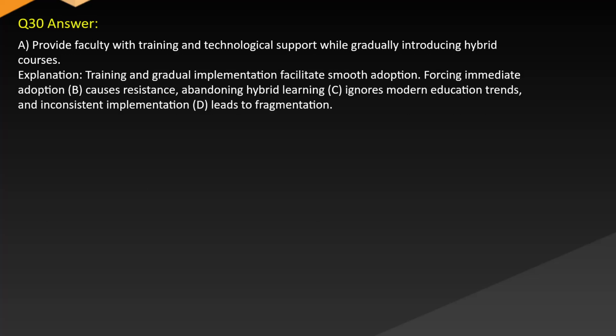Answer A. Provide faculty with training and technological support while gradually introducing hybrid courses. Explanation: training and gradual implementation facilitate smooth adoption. Forcing immediate adoption, B, causes resistance, and abandoning hybrid learning, C, ignores modern education trends. Inconsistent implementation, D, leads to fragmentation.